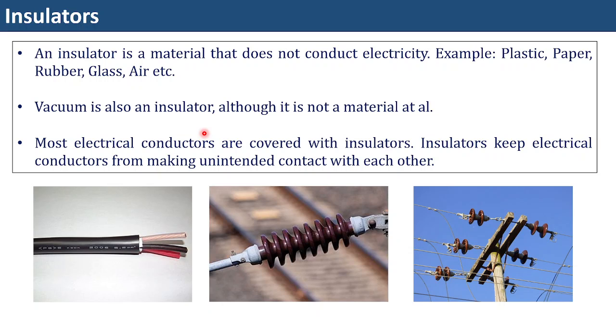All right. Most electrical conductors are covered with insulators. Insulators keep electrical conductors from making unintended contact with each other. For example, you have got two wires, as you can see over here. This is a copper wire which is insulated, and this is another copper wire which is also insulated, such that they do not make any contact with each other. That is why this insulated coating is required. So although insulators do not conduct electricity, they have their own advantages. We require insulators as much as we require conductors.